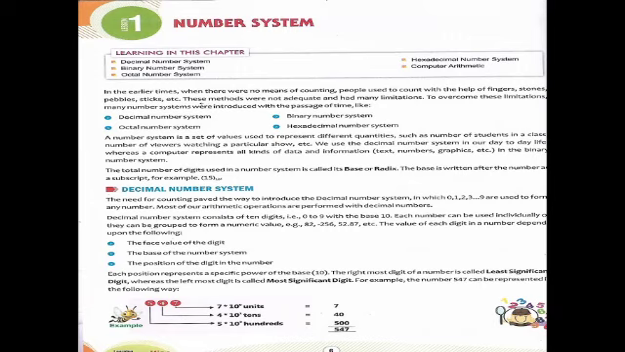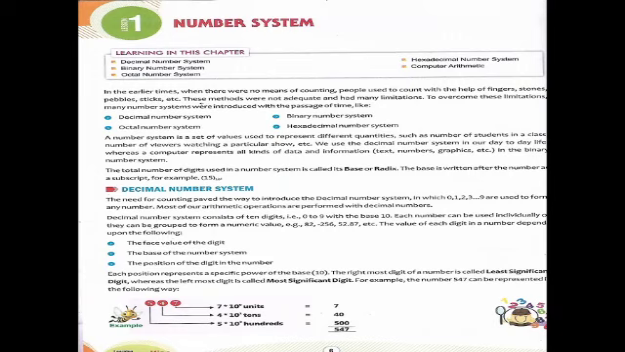547 means 7 multiplied by 10 power 0. When the power is 0, then the number represents only 1, so 7 multiplied by 1 equals 7. 4 multiplied by 10 power 1, which is 10, gives 40. 5 multiplied by 10 power 2; 10 power 2 means 10 into 10, 100, so 5 into 100 equals 500.